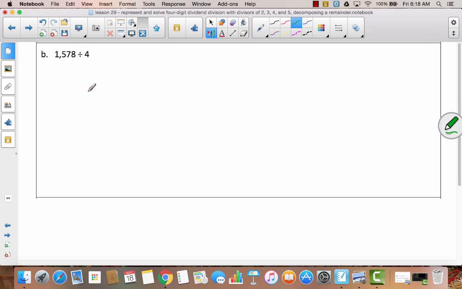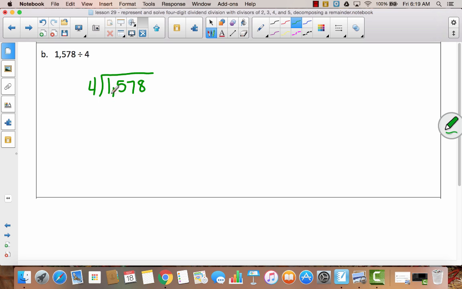So this problem is very similar to the last one. We've got 1,578 divided by 4. If you feel pretty confident, go ahead and pause the video, and you can come back and check. If you're still having a little bit of trouble understanding how to do long division, just stay with me and I'll walk you through this problem.